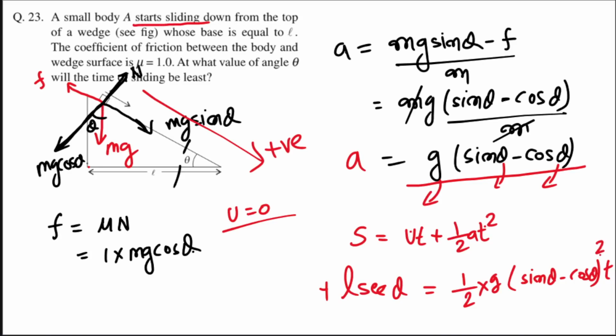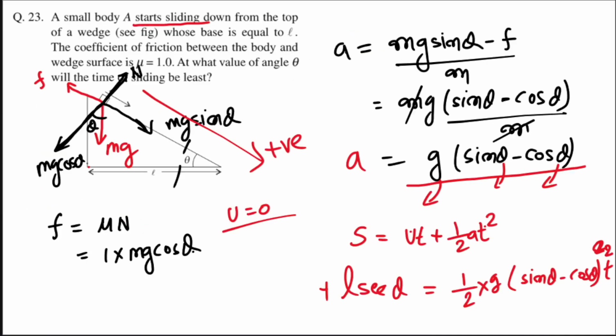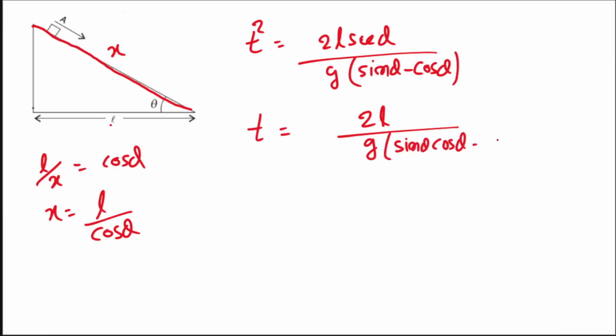t square. Now, what will be this? Sorry, the square of time. So what is the value of t square? That is 2L sec theta divided by g times (sin theta minus cos theta). So this is the value. So time is equal to how much? Root under 2L by g, and this sec theta will become cos theta in the denominator: sin theta cos theta minus cos square theta.